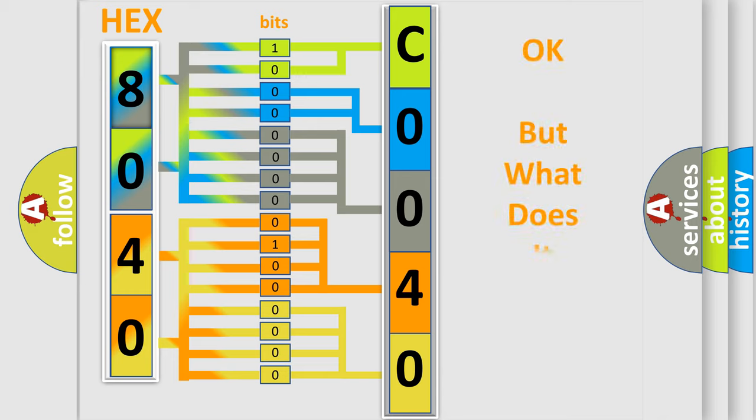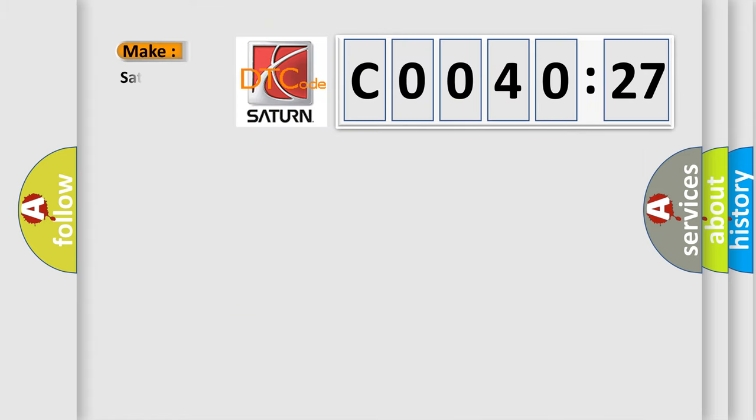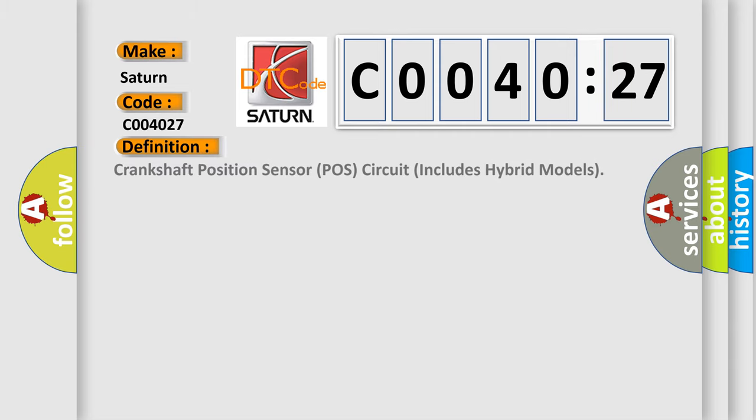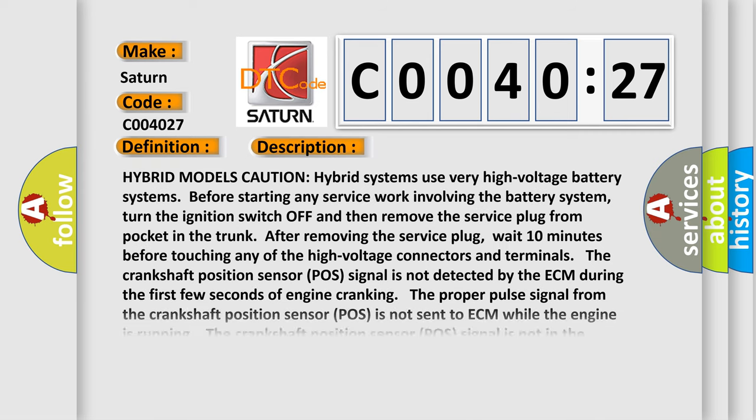The number itself does not make sense to us if we cannot assign information to what it actually expresses. So, what does the Diagnostic Trouble Code C0040-27 specifically interpret for Saturn car manufacturers? The basic definition is: crankshaft position sensor POS circuit, includes hybrid models. And now this is a short description of this DTC code.